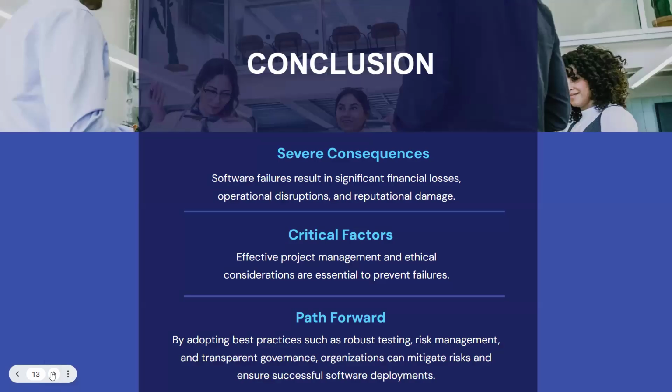That brings us to the conclusion. Software failures can have severe consequences, but they are preventable. By focusing on rigorous testing, proactive risk management, agile development, and strong vendor oversight, we can build more reliable and resilient systems. So let's learn from past mistakes and commit to building software that is not just functional but also trustworthy.